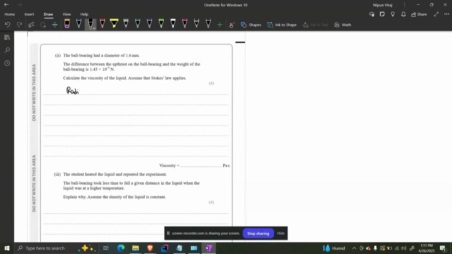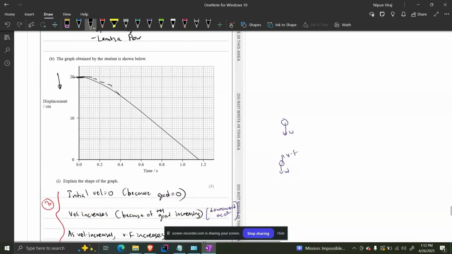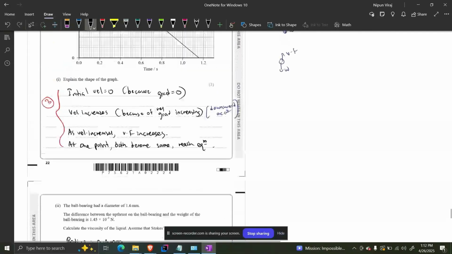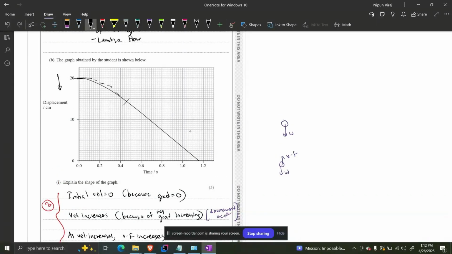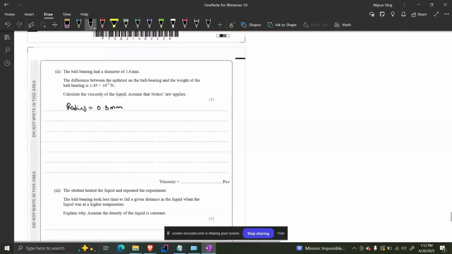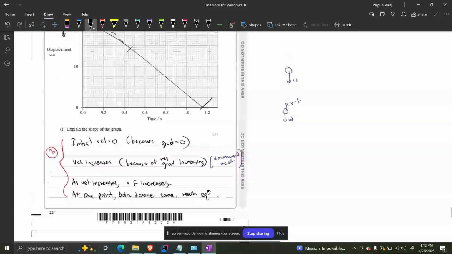Okay, so we can use radius is equal to 0.8 millimeters. So we can calculate this gradient. You can use the graph and calculate this gradient properly and get the velocity. Simply, gradient is equal to, you get a value like 20.9. Okay, you can calculate and check. You should do proper calculations.